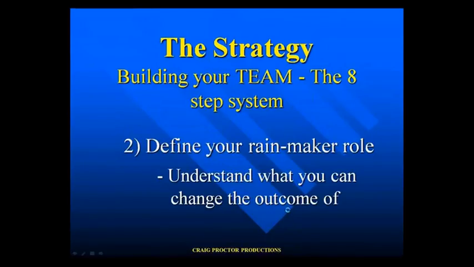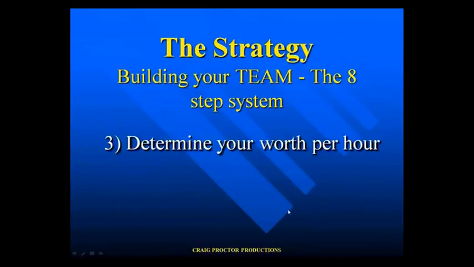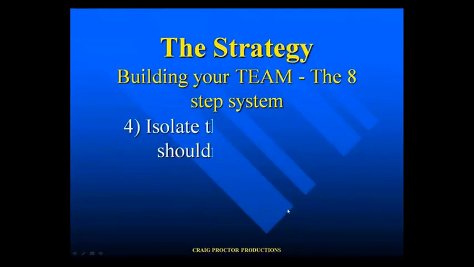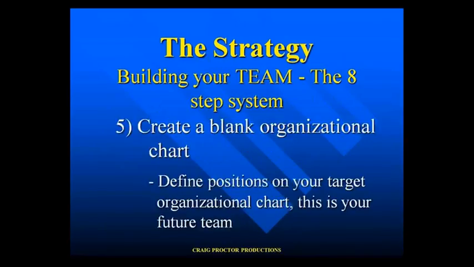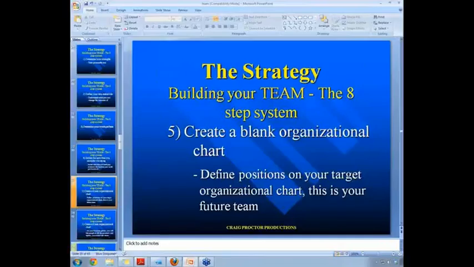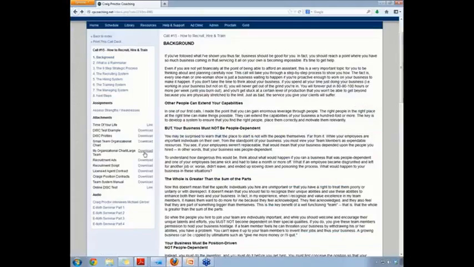Step number two, define your rainmaker role, understanding what you can change the outcome of. I get you to write down what you do all day long. We get you to determine what you're worth per hour. We've done that today. And then you're going to isolate all the stuff that you're currently doing that you no longer should be doing. Why? Because it's $8 to $10 an hour stuff. It's not rainmaker activities. You're going to create the organizational chart. That's the wheel, right? Remember the wheel that we looked at? You're going to create that. You're going to define the positions on your organizational chart. So let's just go back to the coaching site here.